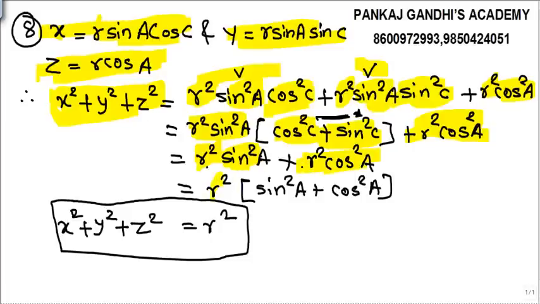Now again we can take out r square common. So sin square a plus cos square a, and we know that the value of sin square a plus cos square a is equal to 1. So finally the answer is x square plus y square plus z square equals r square. So this is the answer.